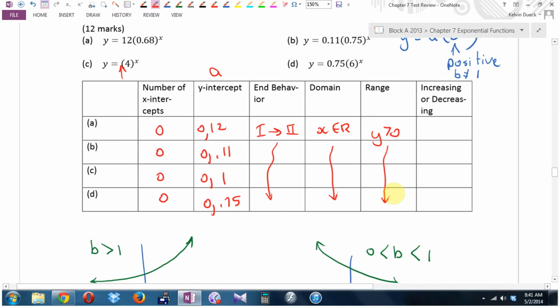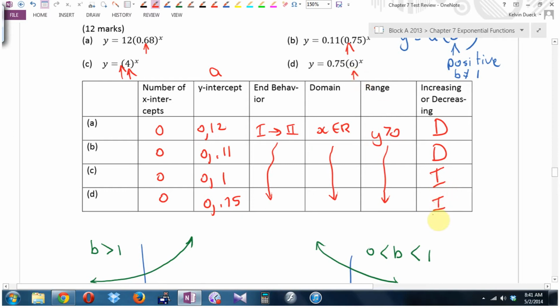So those 3 columns are kind of similar. Increasing or decreasing, it depends on the base. Decreasing. Decreasing. Increasing.